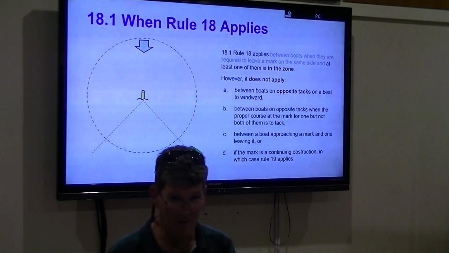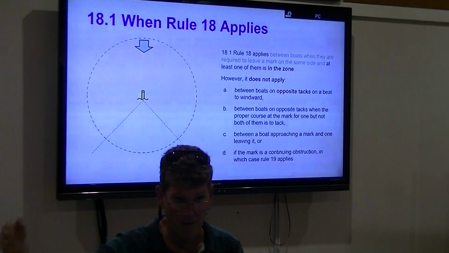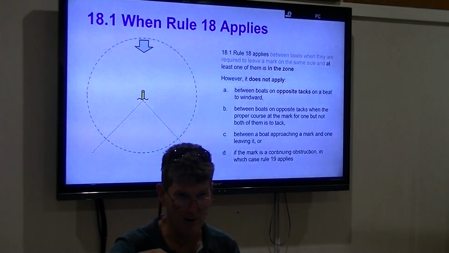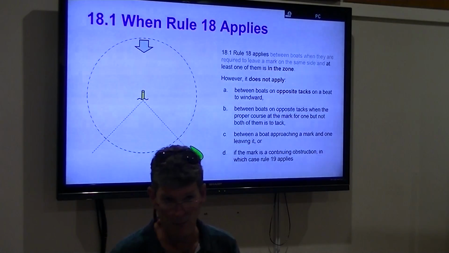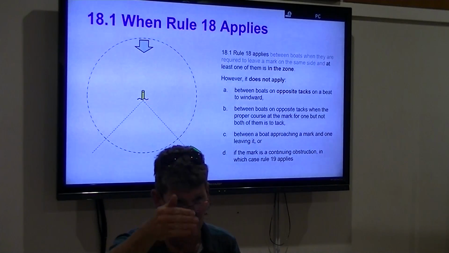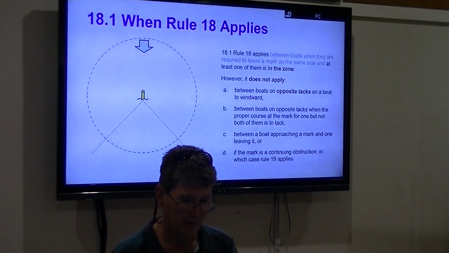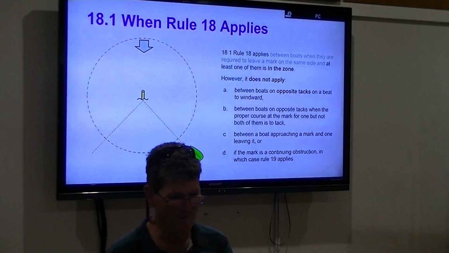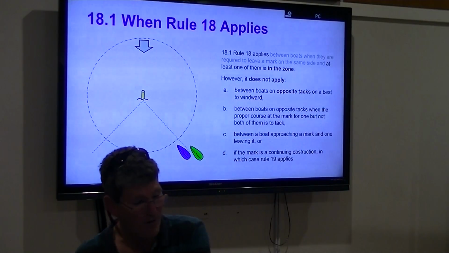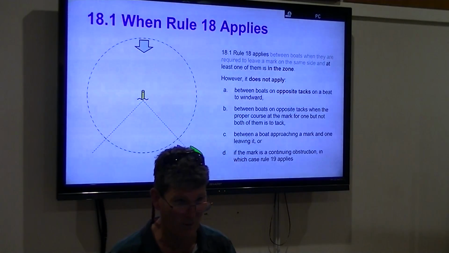Well, if Wild Oats is at 305 feet and Bacara is at 300 feet, there's no boat in the zone. Wild Oats is outside her zone, Bacara is outside her zone. But if Bacara is at 200 feet and Wild Oats is at 300 feet, one of them is in the zone for that boat. However, there's always a however in things. Once one of them is in the zone, it can apply, but then there's a list of 4 exclusions where it doesn't apply.